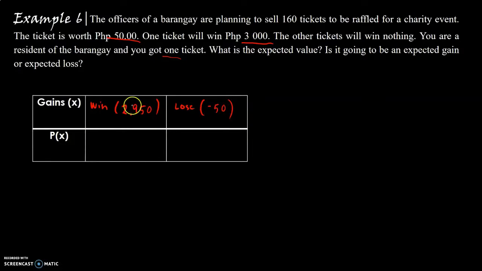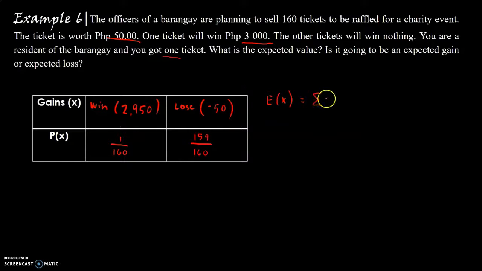Now, you only have one ticket and there are 160 tickets to be raffled for the charity event. So you have here the probability of winning is 1 over 160 and the probability of losing is 159 over 160.